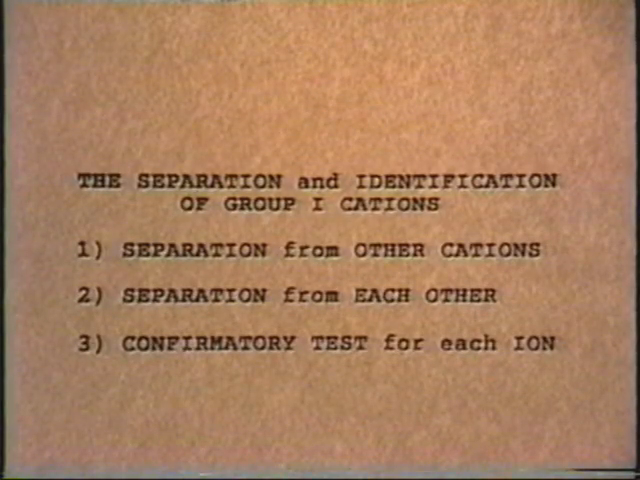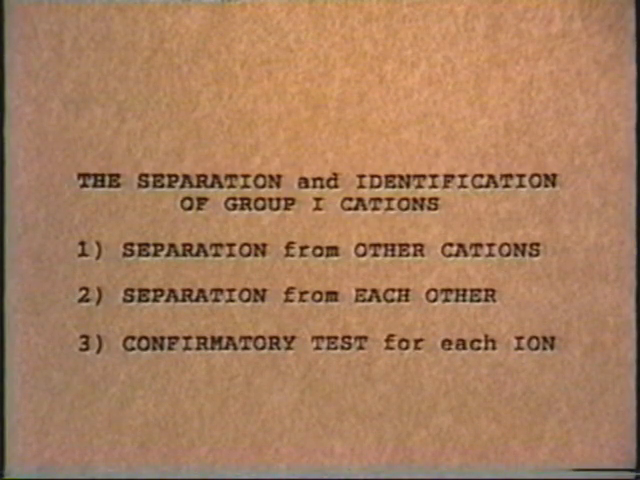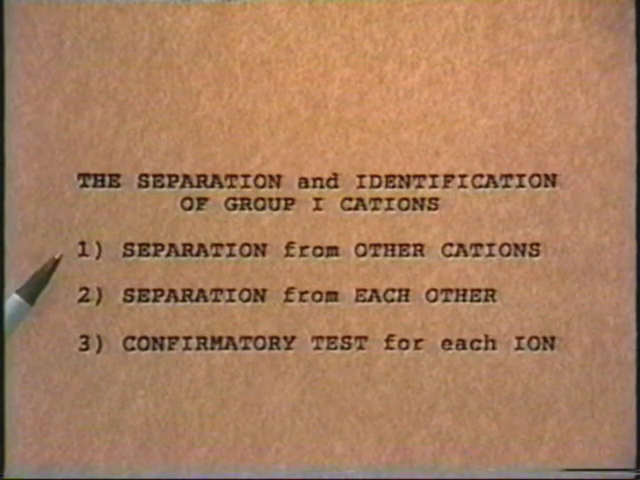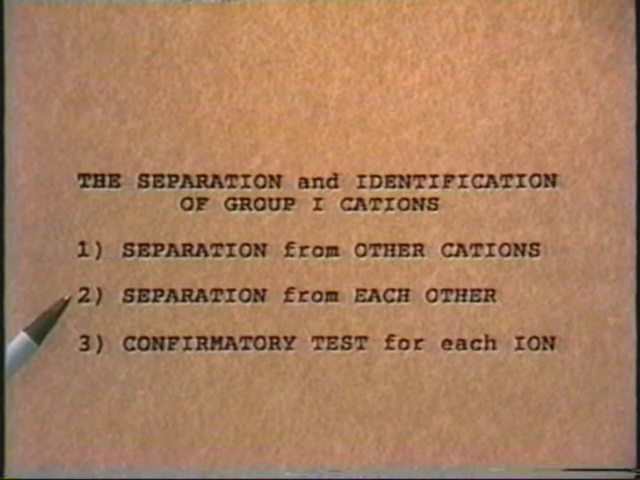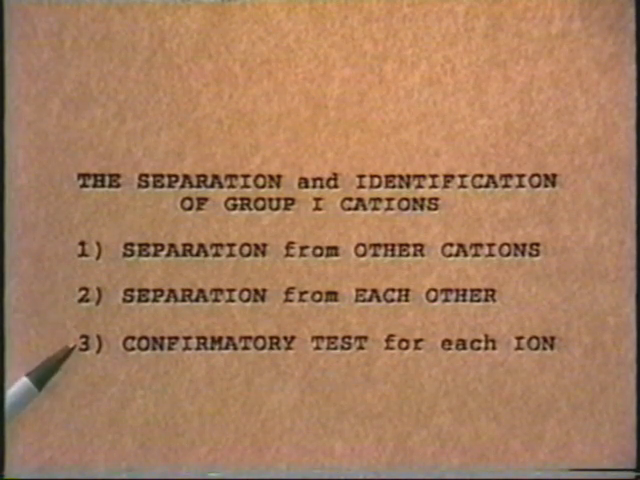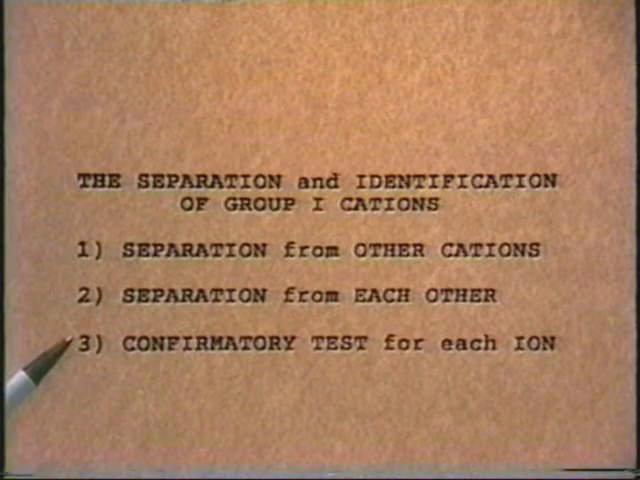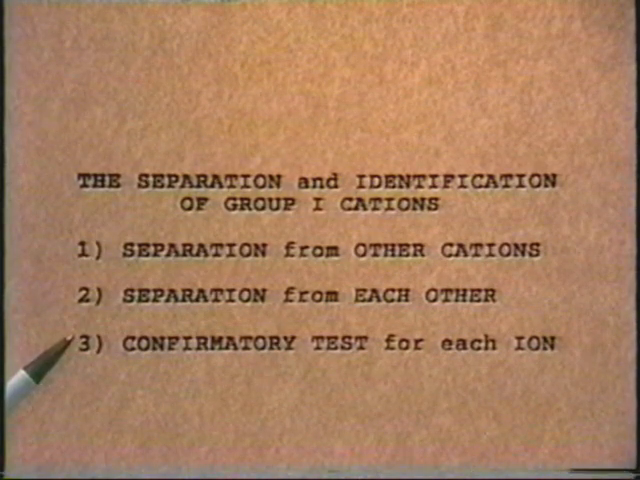In this analysis, first you'll separate the group 1 cations from any other cation which may be present. And once you isolate these cations, then you'll separate each from the other. And after separation, a test will be run to confirm the presence or absence of the cation.